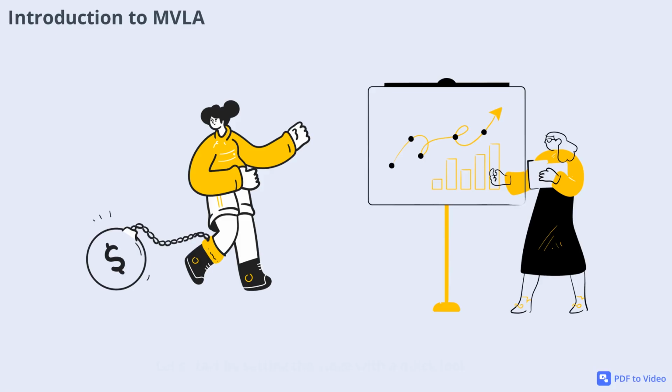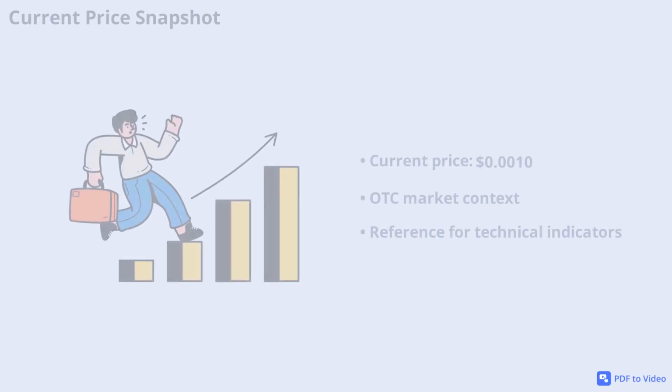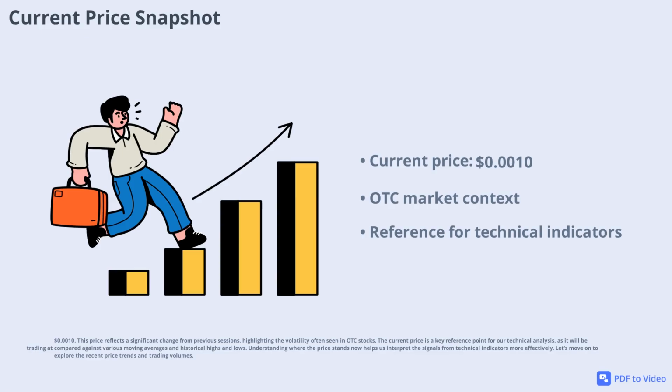Let's start by setting the stage with a quick look at the current price and the context of the OTC market. As of December 31, 2025, MVLA is trading at 0.001. This price reflects a significant change from previous sessions, highlighting the volatility often seen in OTC stocks. The current price is a key reference point for our technical analysis, as it will be compared against various moving averages and historical highs and lows. Understanding where the price stands now helps us interpret the signals from technical indicators more effectively. Let's move on to explore the recent price trends and trading volumes.